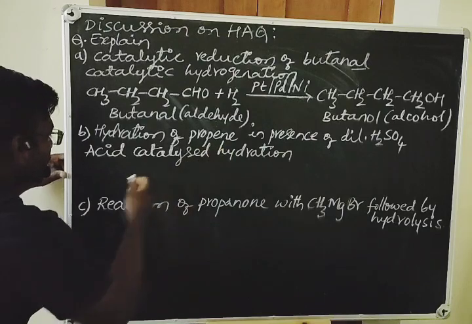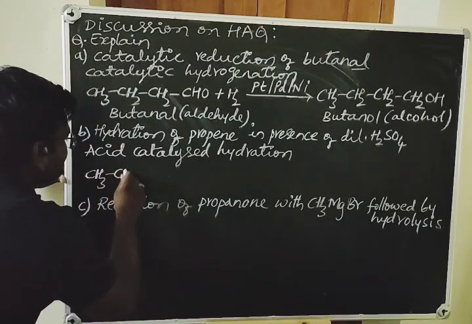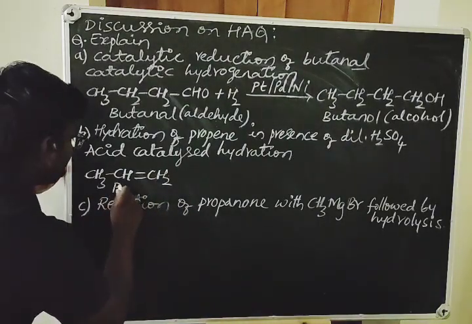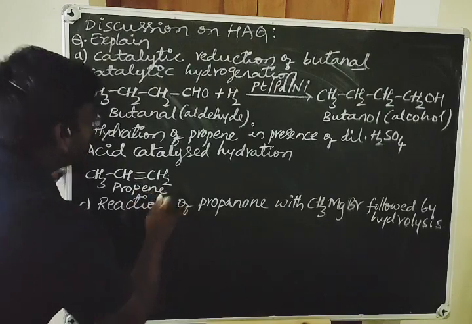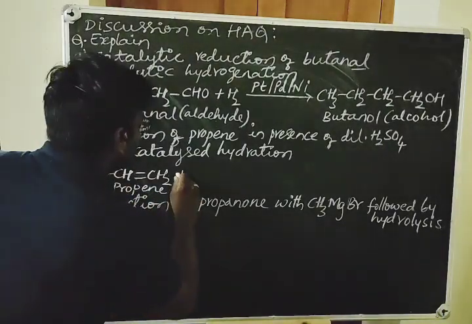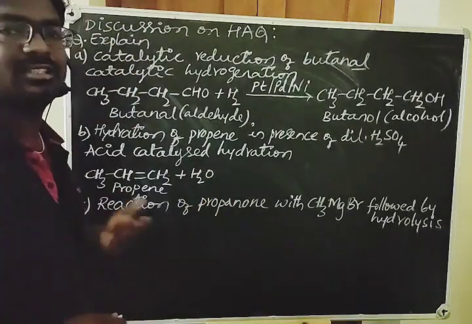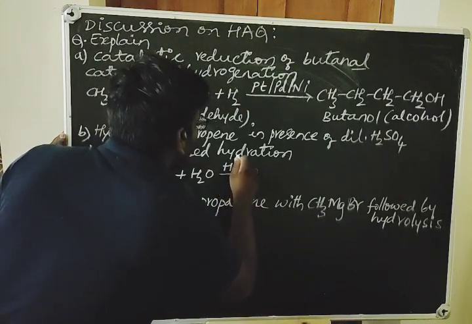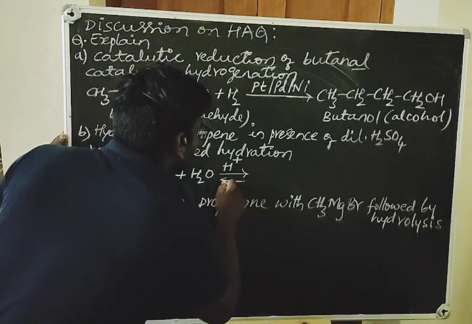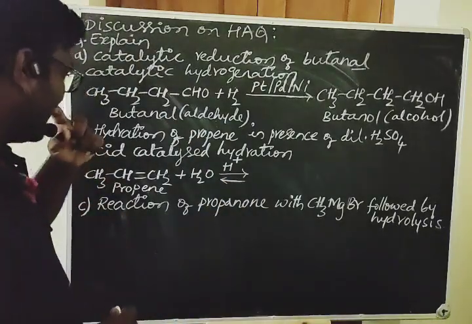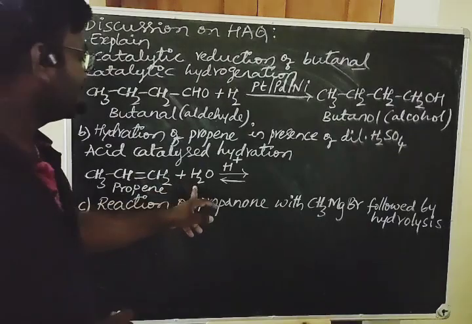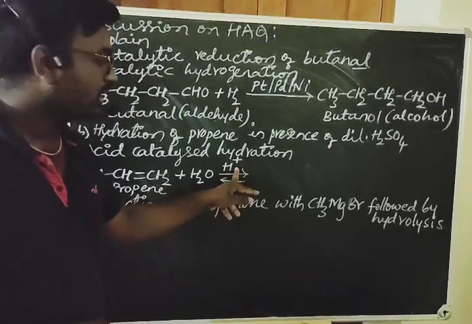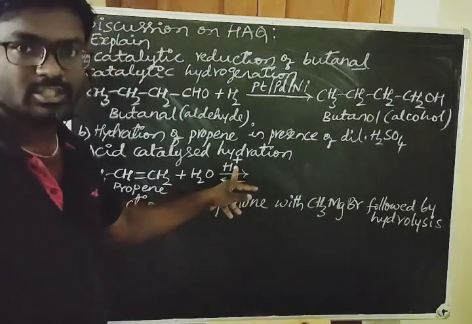Take the propene, CH3CH=CH2. Yes, it is the propene. To this we have to add the water molecule. So it is called hydration. Addition of water is called hydration, and it is done in the presence of an acid. It is a reversible process. Here we are going to add the water to the propene in the presence of an acid. I already told you that the acid may be represented as H plus ion.